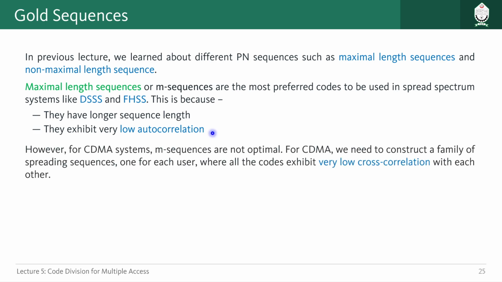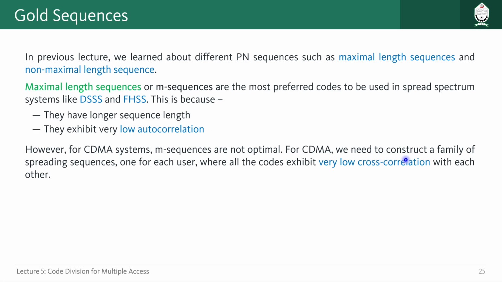Now, in a CDMA system, M sequences are not the optimal ones, because for CDMA we don't need just one code. We need multiple codes available for different users residing in the same channel. That is the problem, right? We have to generate multiple codes, and these multiple codes should have some specific properties.